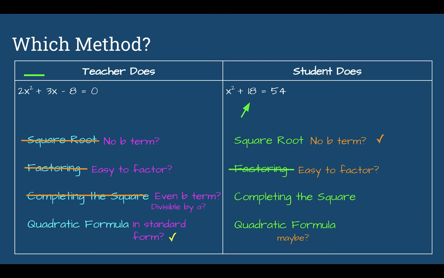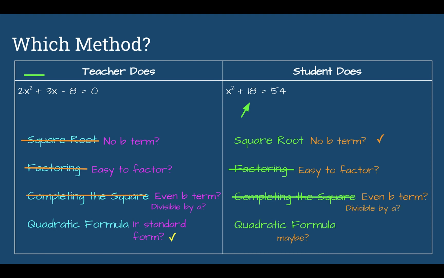So what about completing the square? We need to know if there's an even b term. Well, b is 0, so I guess you could do half of 0 and then add 0 to both sides, but that doesn't really do anything. And even though a is 1 and it's divisible by a, still adding 0 is not going to do much. So let's not do completing the square.